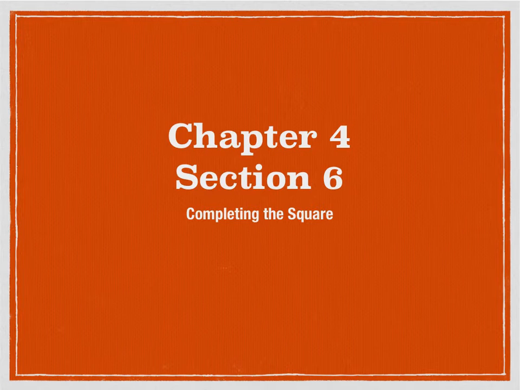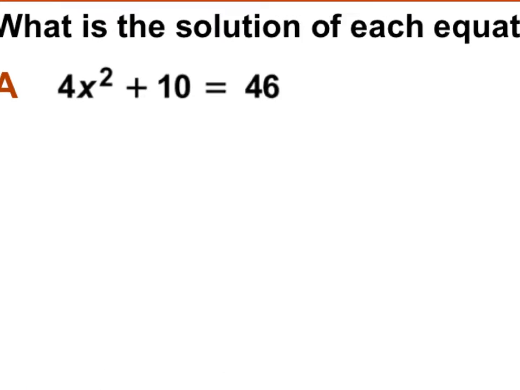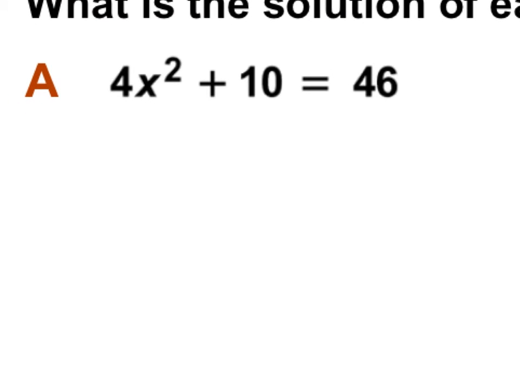So 4.6 deals with completing the square. So what is the solution of each equation? What do we need to do first in order to solve for x in the first equation? Sure. Get out the x. We want to get x all by itself. That's our goal. Minus 10 first. So we subtract 10 from both sides.